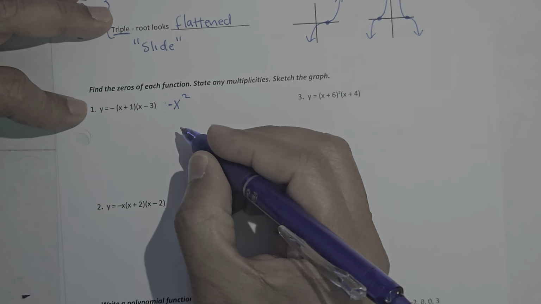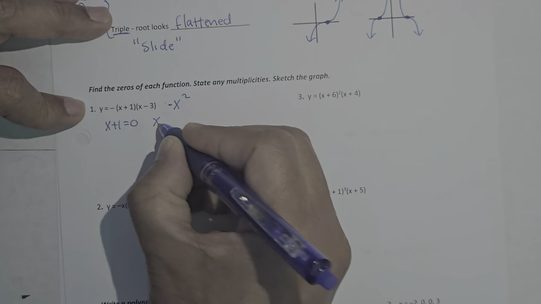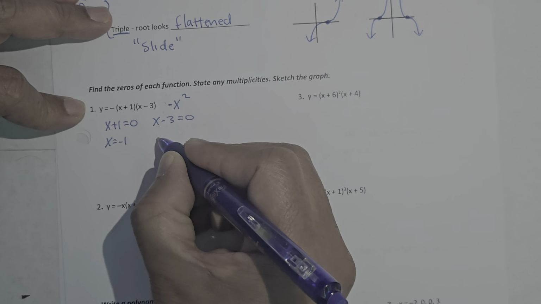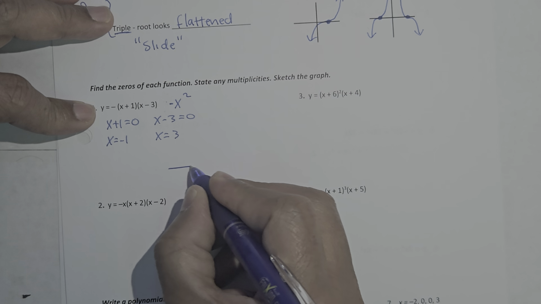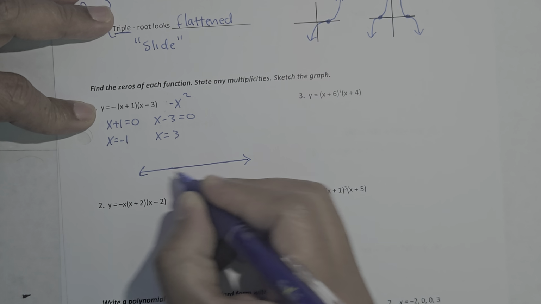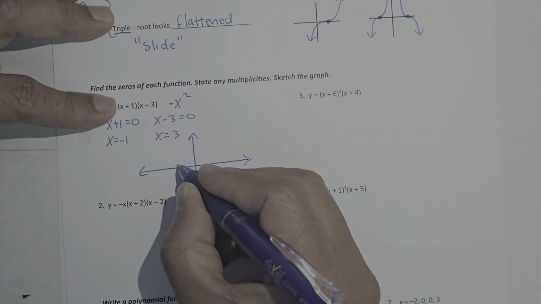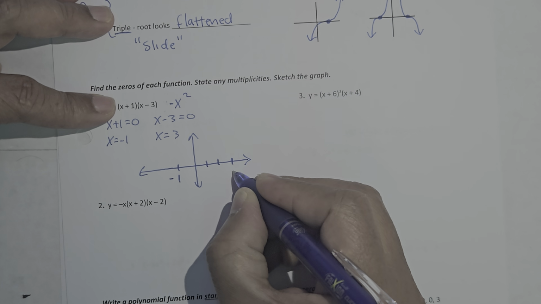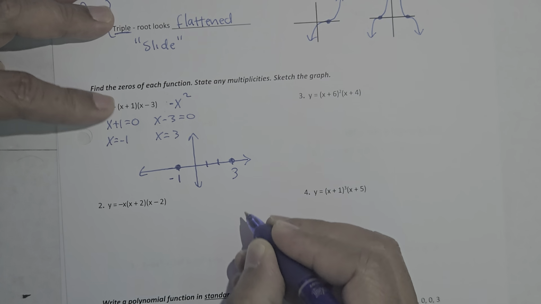Okay, so then I know that if I set x plus 1 equal to 0 and x minus 3 equal to 0, then the solutions are x equals negative 1 for this one and x equals positive 3 for this one. So when I sketch the graph, I need to keep in mind that the lead coefficient is negative, right? So then we have an intersection at x equals negative 1, and another intersection at x equals 3. So a point of intersection here and here.